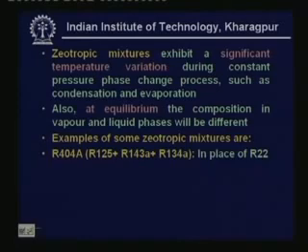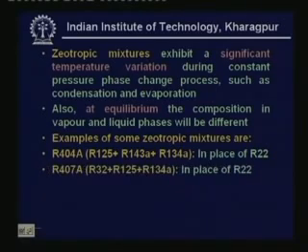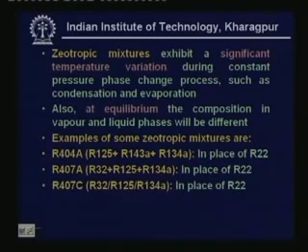Examples of some zeotropic mixtures are R404A, which is a mixture of R125, R143A and R134A. This is mainly used in place of R22. Then you also have R407A. This is a mixture of R32, R125 and R134A. This is also used in place of R22. Then you also have R407C, which is used in place of R22.